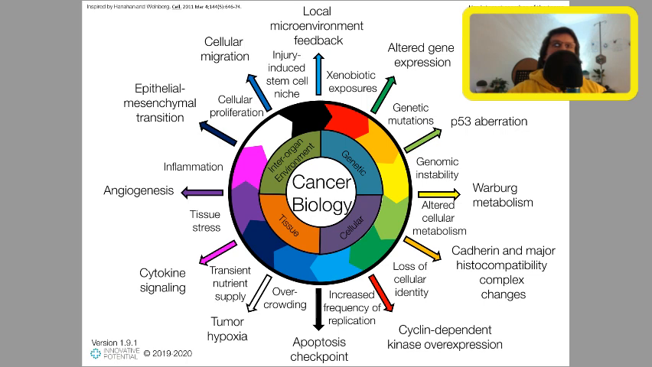So I'm going to start with the local microenvironment feedback, and we're going to just follow the wheel going in and out into xenobiotic exposures, altered gene expression, genetic mutations, P53 aberration. There's genomic instability, Warburg metabolism. I'm not really going to list them off, just for the sake of listing them off on screen.